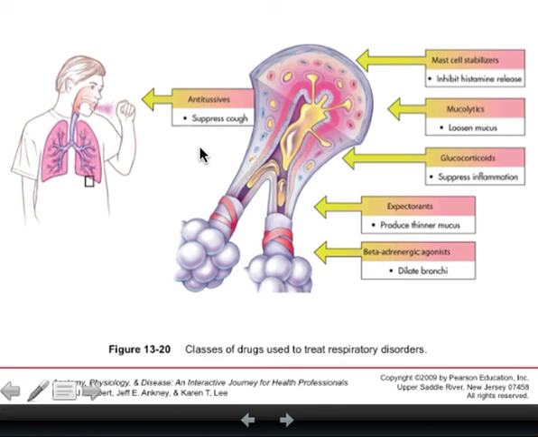Okay, mast cell stabilizers inhibit histamine release. Histamine is one of the chemical components that initiates the inflammatory response. And in general, the inflammatory response is a good thing because it's usually initiated in response to an infection, the invasion of a pathogen. It is characterized by redness, swelling, pain, and edema. And these are all designed to bring blood to the area.